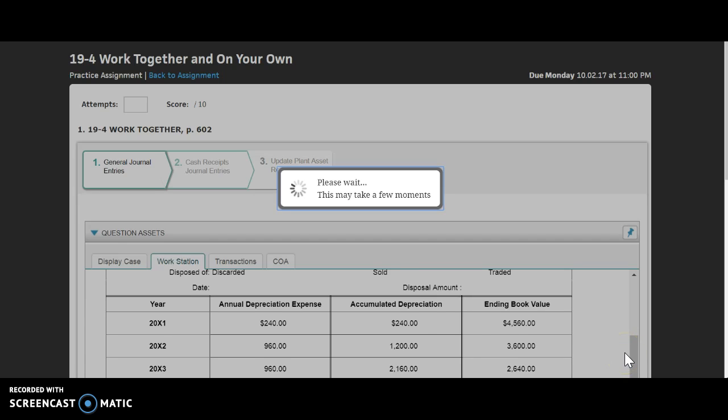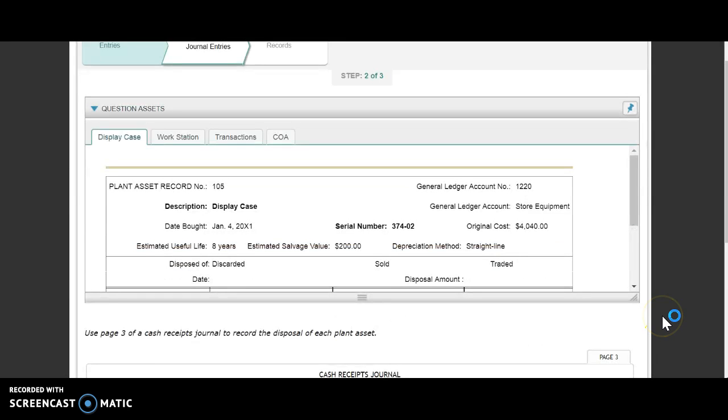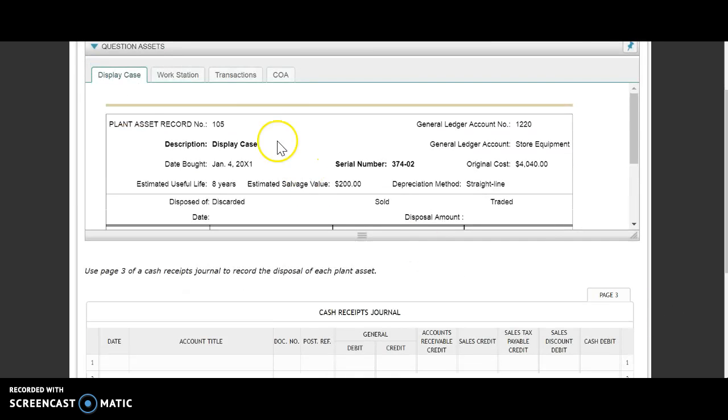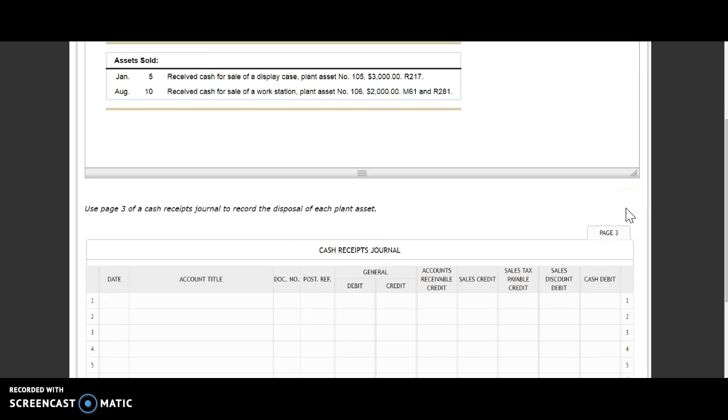Step 2. Now we need to use page 3 of our cash receipts journal to record the disposal of each plant asset. So now we're going to go back to our transactions. On January 5th, we're receiving cash for the sale of the display case, plant asset number 105, $3,000, receipt 217. I'm receiving cash, so I'm going to go into my cash receipts journal. January 5th. Now I'm receiving cash, so I'm going to go in and put my cash debit first. It tells me that I'm receiving $3,000, so I'm going to go put that in first.